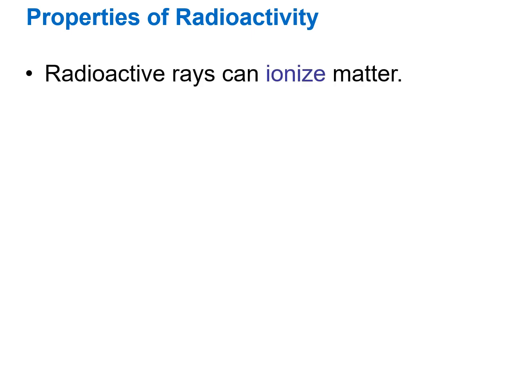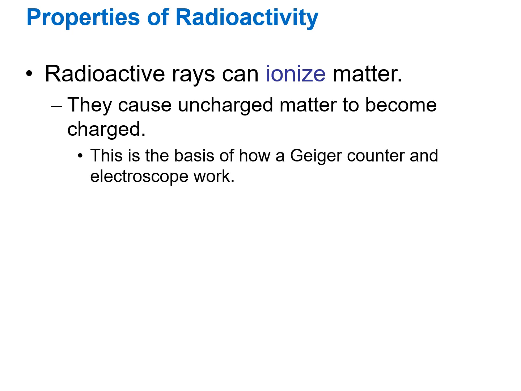One thing that radioactive rays can do is ionize matter, which means that they can cause uncharged matter to become charged. And the way that these rays are doing that is they're basically causing an outer electron to be removed from an atom. Another way that it can alter matter, it doesn't have it here on the slide, is that it can create excitation. It can cause a fairly low energy electron to become excited and jump into a higher energy orbital. So these are just a couple of properties by which radioactive waves can act on regular matter.